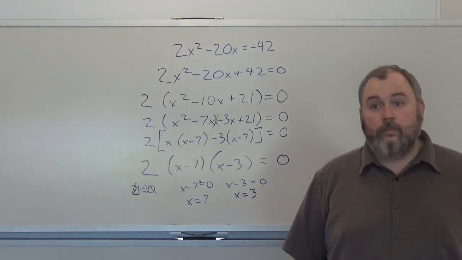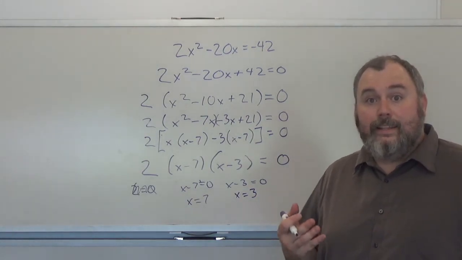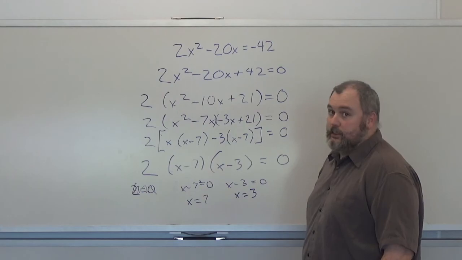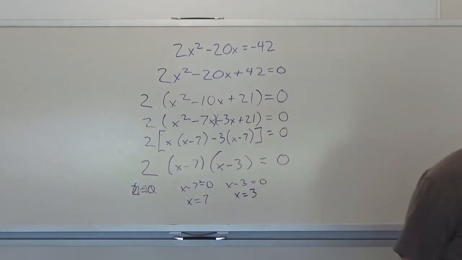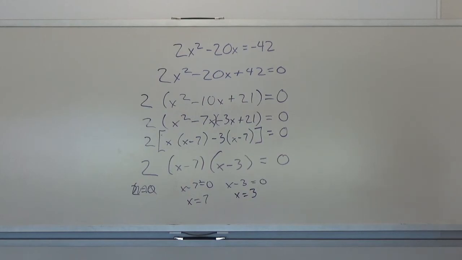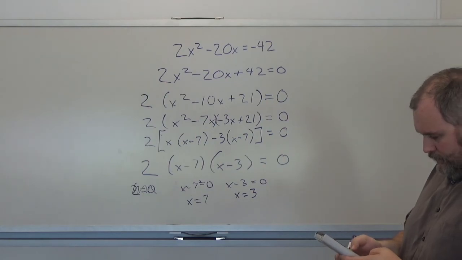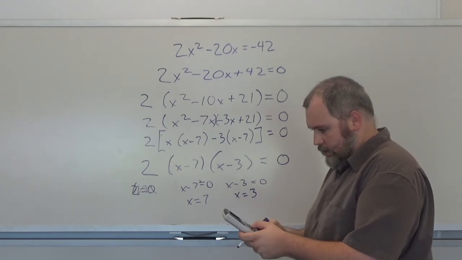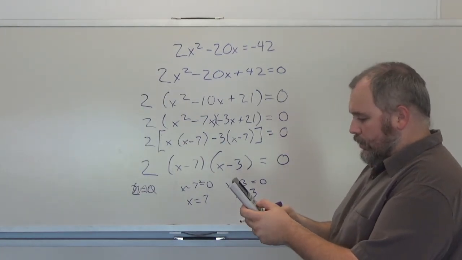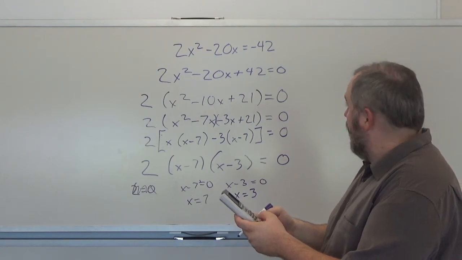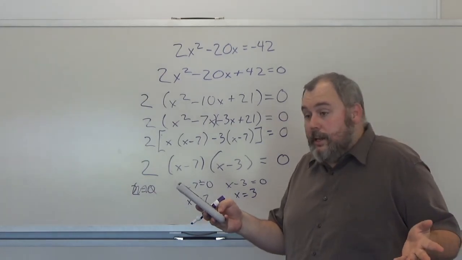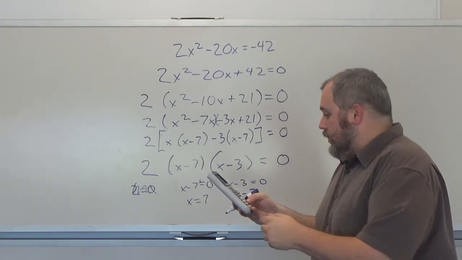All right, so which one of these is correct? Guess what? Double check. Plug these two individually back into it. So what we're going to do is get a calculator again, and we're going to start with a 7. Excuse me. Buttons are not working today. There we go. So we're going to say 2 times 7 squared minus 20 times 7. Hopefully if this works out, we should get negative 42. And we do.